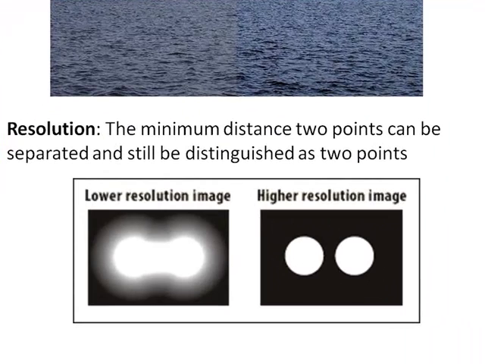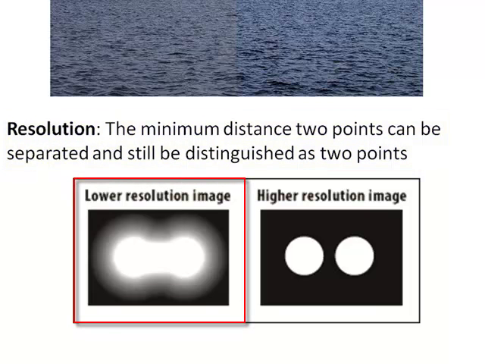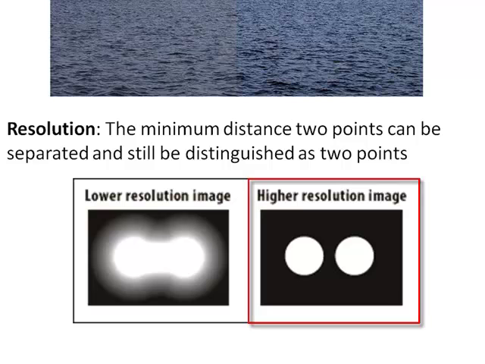Resolution is the measure of clarity of an image. It's the minimum distance two points can be separated and still be distinguished as 2 points. For example, in the image at the bottom, on the left, the figure appears to be one elongated spot, while at the higher resolution on the right, two spots are easily distinguishable from one another.